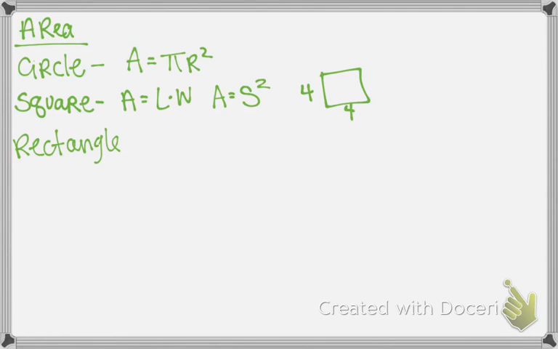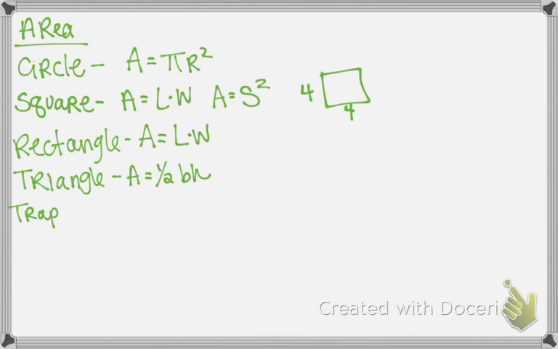All right, a rectangle. What is the area formula for a rectangle? Length times width. What else? Triangle. A equals 1/2 base times height. I don't know why people forget the 1/2. And the trapezoid: A equals 1/2 base 1 plus base 2 times the height.